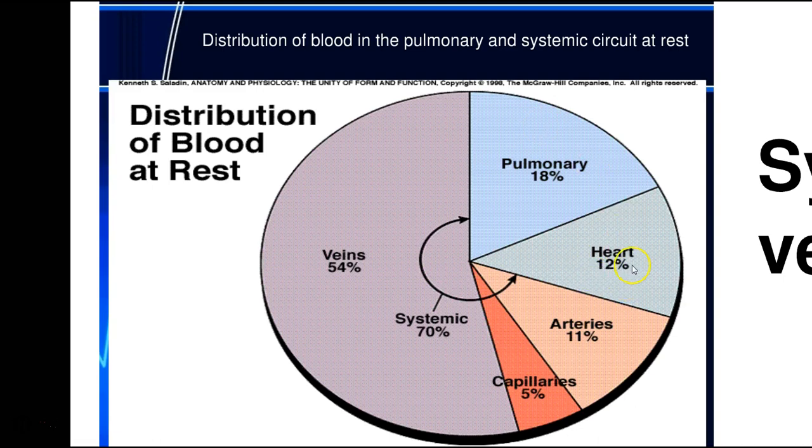Slightly less than that is actually being processed by the heart at any one time. And that's not only within the heart muscle getting pumped out to the rest of the body, but also within the coronary arteries and veins that are delivering the heart muscle much needed oxygen and nutrients and removing the waste. Your arteries that are actively delivering blood to your tissues only have 11% of the blood in them at any one time at rest.